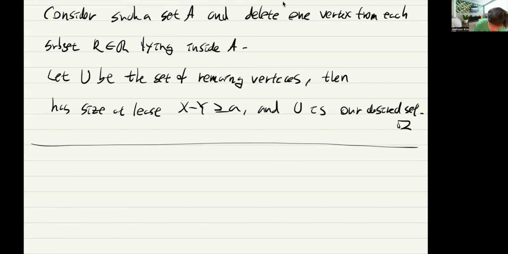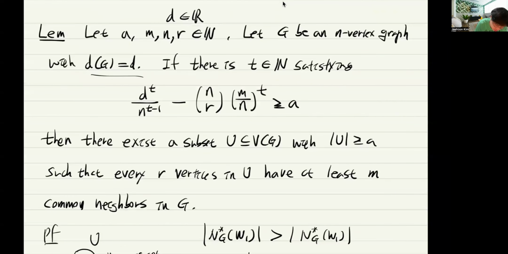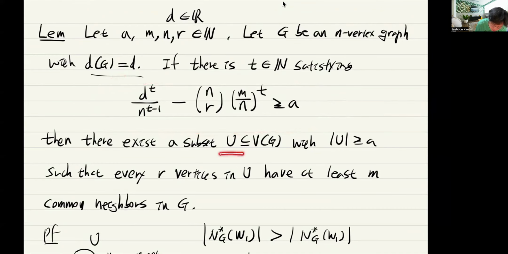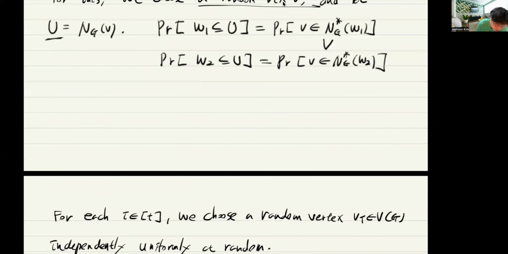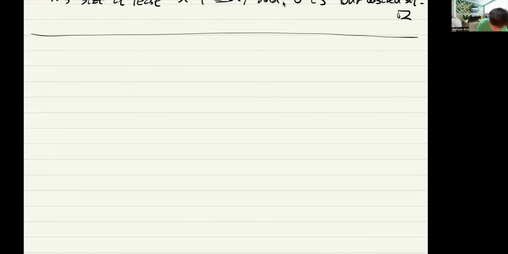We have learned about this dependent random choice lemma, which says that if this inequality holds, then you can find a subset of size at least something such that every R vertices in there have at least this many common neighbors. And this is useful in proving upper bounds on the extremal number.